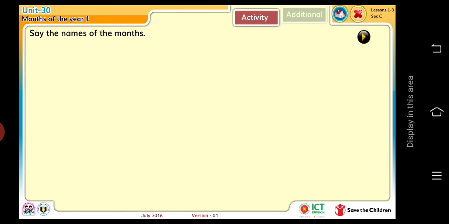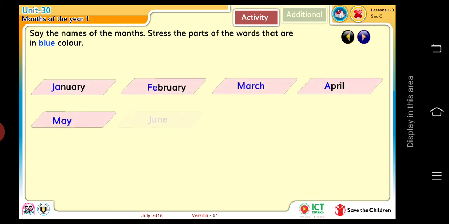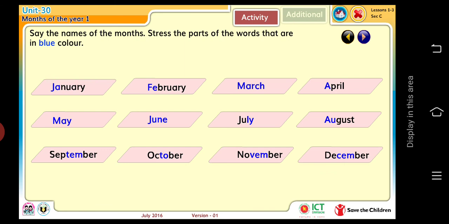Say the names of the months. Stress the parts of the words that are in blue color. January, February, March, April, May, June, July, August, September, October, November, December.